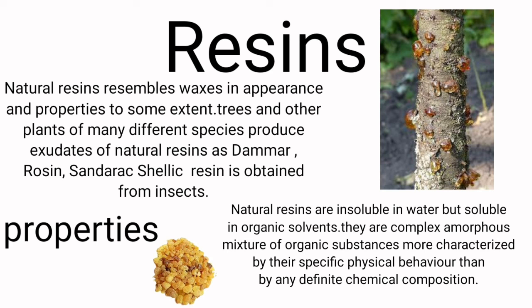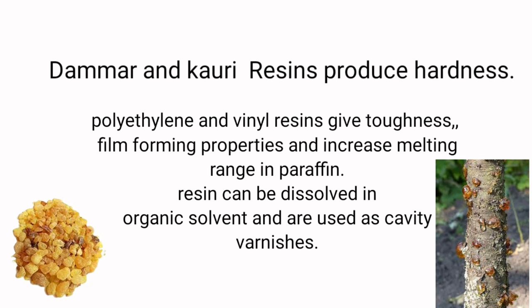Damar and kauri resin produce hardness. Polyethylene and vinyl resins give toughness, film forming properties and increase melting range in paraffin. Resin can be dissolved in organic solvent and is used as cavity varnishes.